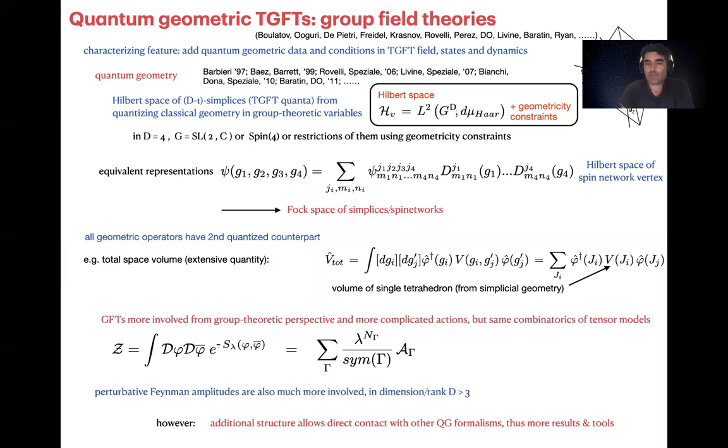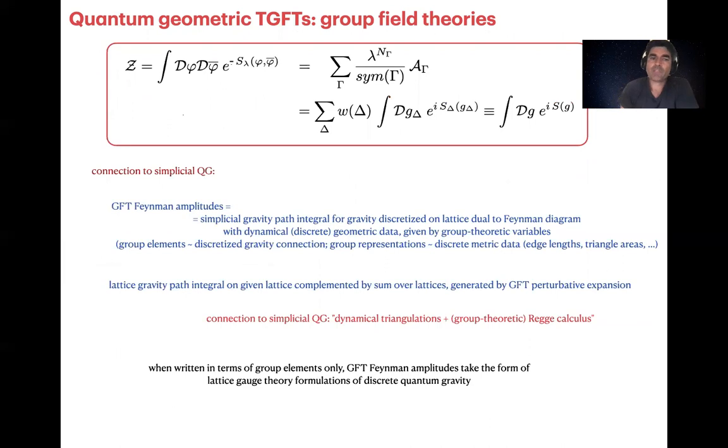Then, of course, the moment one expands the quantum dynamics in Feynman diagrams, so perturbatively, the amplitudes are going to be much more involved, since the action and the data one associates to each building block are much more complex or much richer. That's, if you want, the negative side. On the positive side, the additional structure allows direct contact with other quantum gravity formalisms, so more results and more tools.